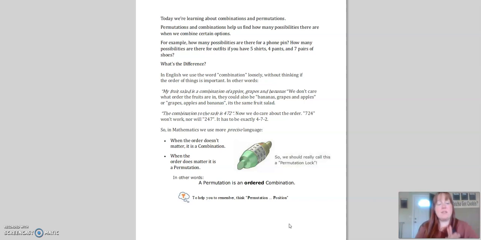Okay? So again, the difference between a combination and a permutation is that in a permutation, order matters, just like this permutation lock. Order matters. I have to put everything in the same order. So I'm going to have more options in a permutation. In a combination, order doesn't matter. So I can pick 3 numbers at random, put them in any order I want, and it's the same group as if I had them in a different order. And so remember, combinations and permutations basically just tell us how many different possibilities there are if we combine certain options.